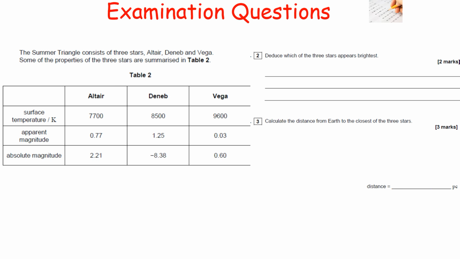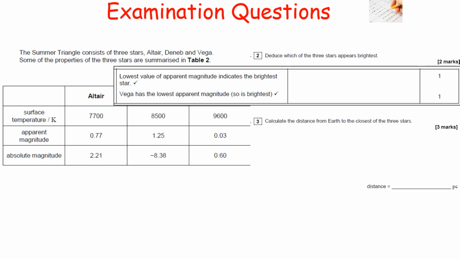Right, in this particular question you've got to understand how apparent magnitude, which is given in the table, links to brightness. You've got to be aware that the lowest value of apparent magnitude indicates the brightest star. The lower the apparent magnitude, the brighter the star appears in the Earth's sky. So from looking at this information, Vega has the lowest apparent magnitude, so therefore will appear brightest in the Earth's atmosphere.